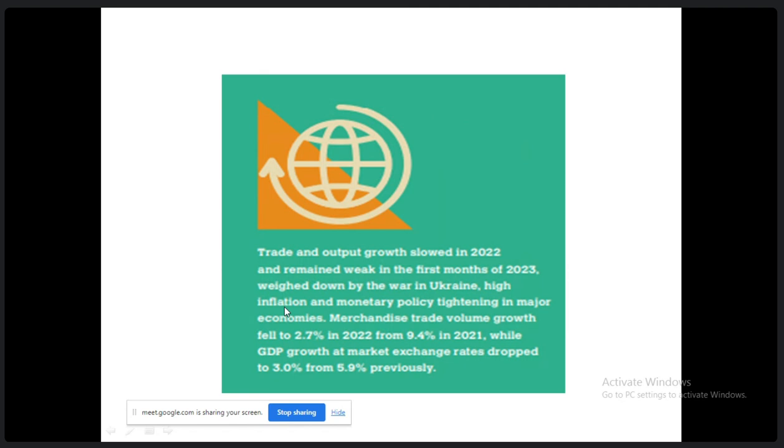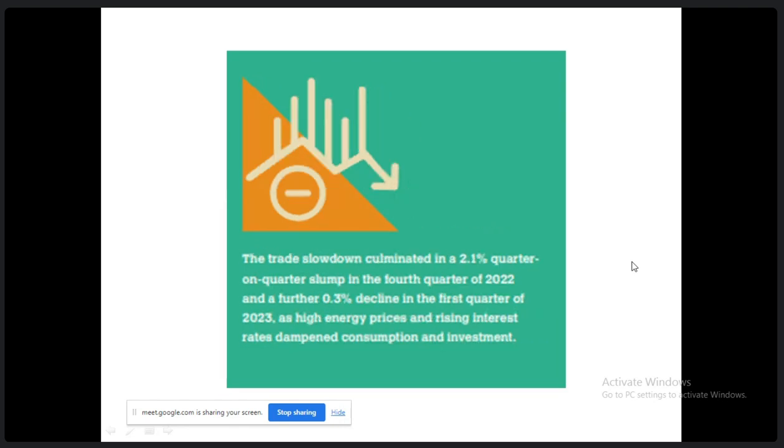So what we can say about the outlook for trade is that trade and output growth had slowed down and remained weak because of the Russia-Ukraine war. And this is the 22 data, that is the one which is available. But in recent times also we can see that because of the war in the Middle Eastern countries, again the trade has dipped very sharply.